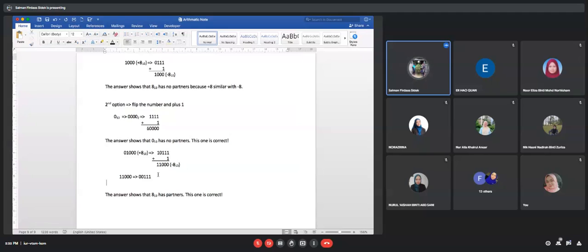And then plus 1. This one is negation, just to check the answer, just to find out the real value of 11000. Okay, so plus 1.